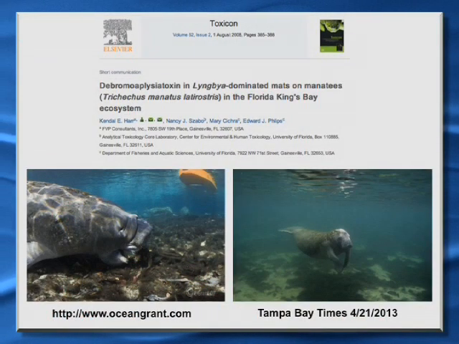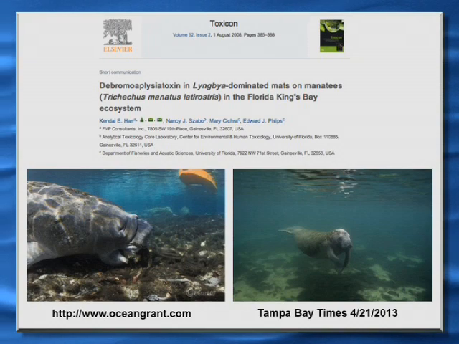And a lot of them produce different chemicals. Some of them are toxic. Some of them have been associated with toxicity.